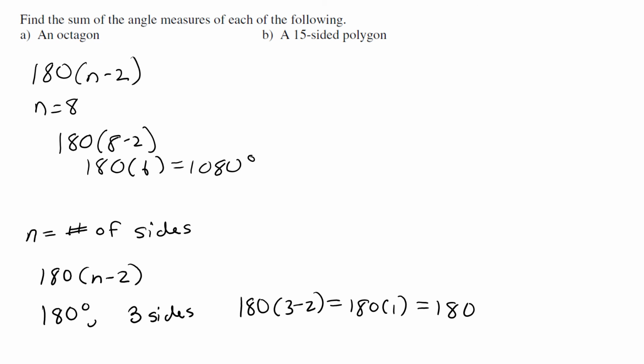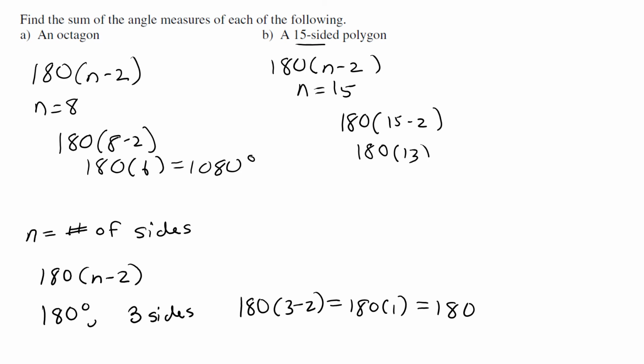And we can do that same thing here for our 15-sided polygon. So write our formula, 180 times n minus 2, where n is 15. So 180 times 15 minus 2. So 180 times 13. And that's going to give me 2,340 degrees. So this formula, 180 times n minus 2, will work for the sum of the angle measures for any regular polygon.